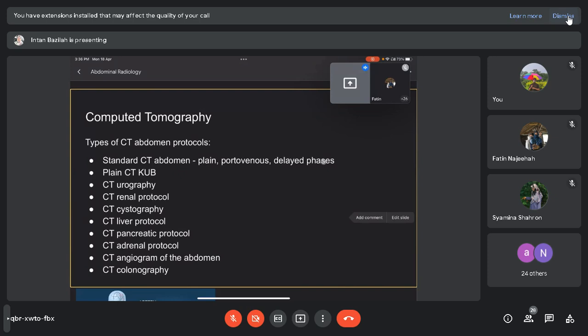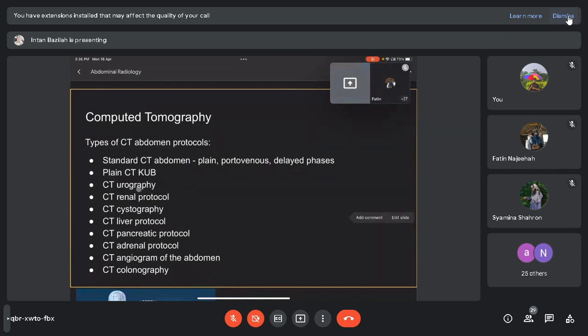Okay, if you want to look for renal calculus, we usually do plain CT KUB, and actually it has been a misnomer. If you see the form, they will write CT urography. I think this is a misnomer. I think in the whole of Malaysia, they write CT urography, but what they actually mean is just a plain CT KUB. It doesn't involve any contrast.